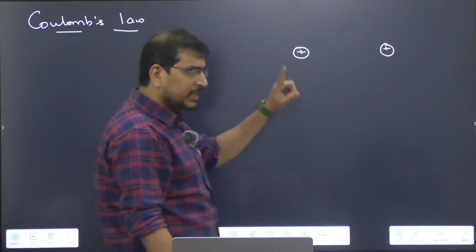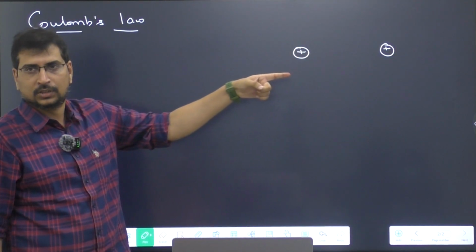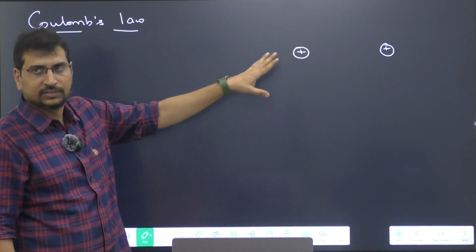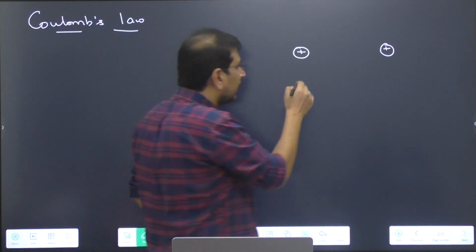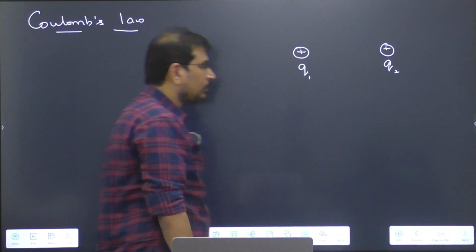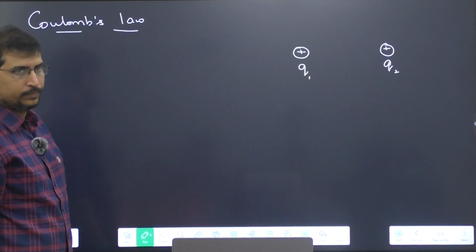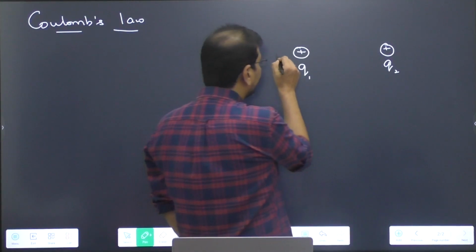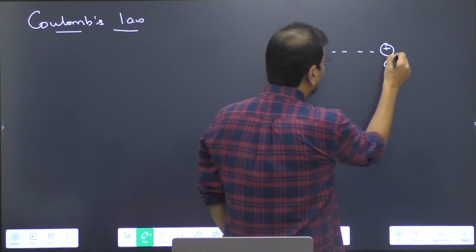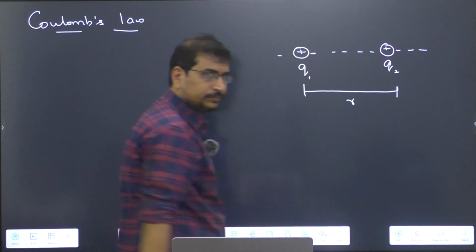Right. So you'll be able to recollect, when I tell this law, some other law which you learned last year. I hope you would have guessed it by now. Right. Suppose I have two point charges of value Q1 and Q2, and let's say the distance of separation between them is R.